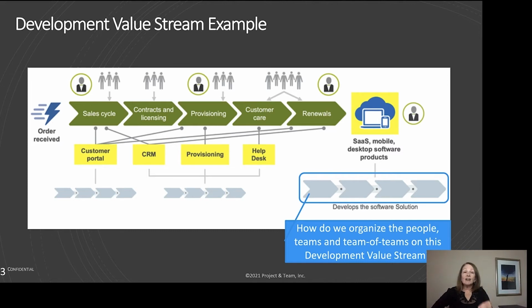This is an example that Sahil showed you in session 2. It's an example of a development value stream there at the bottom that produces a software as a service solution that the operational value stream of the company then uses to sell and support. So the question now is, how do we organize the people into teams or teams of teams to best support this development value stream and the delivery of value to these customers?